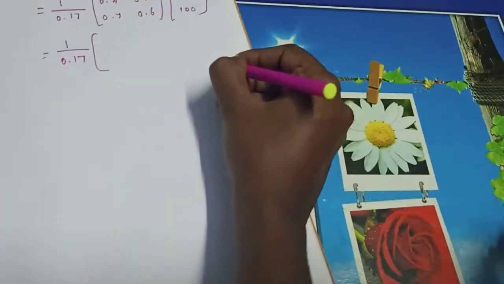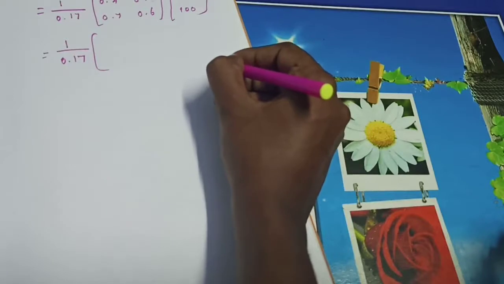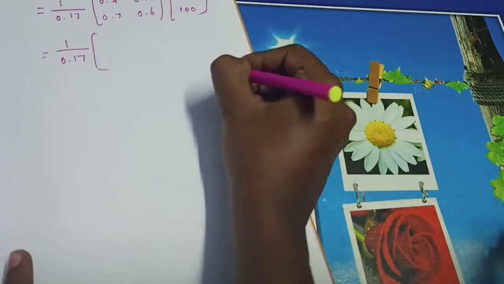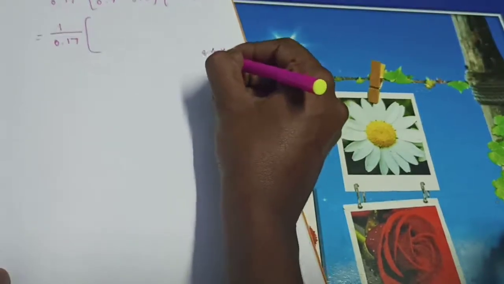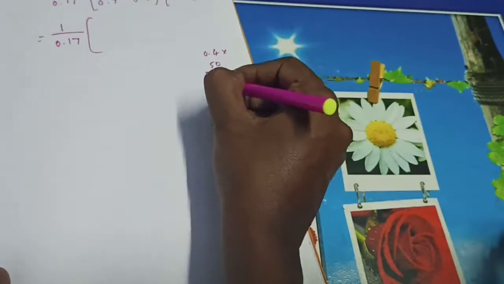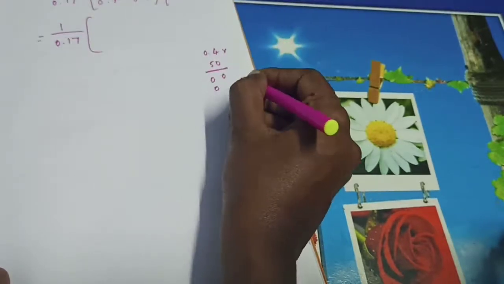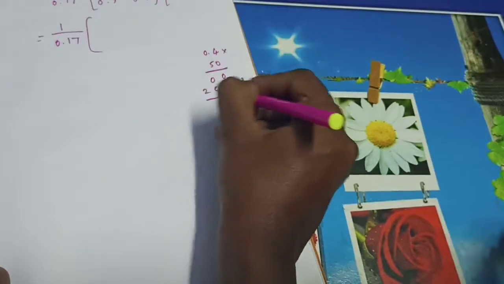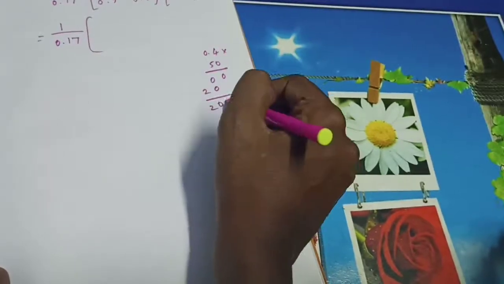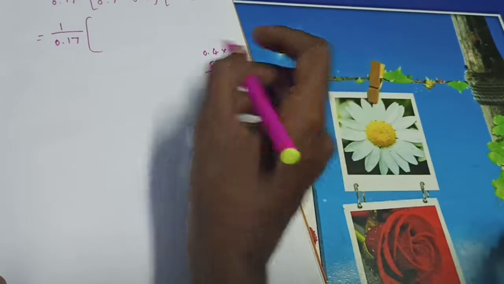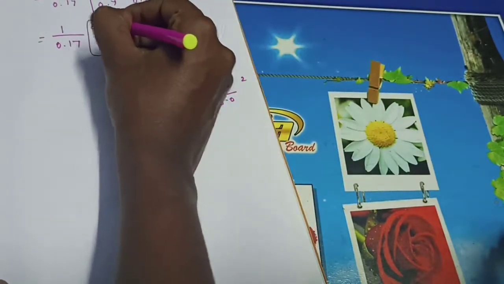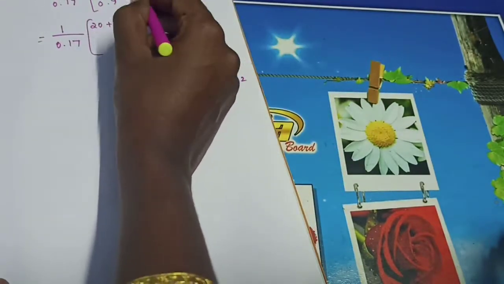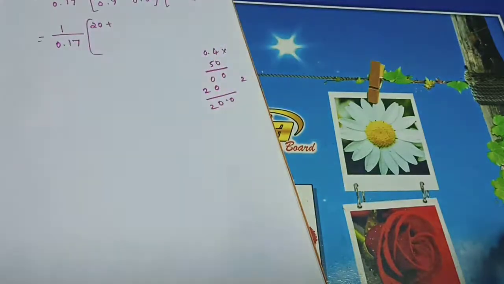0.4 into 50: 4 into 5 means 20, correct? There is one decimal point, so we get 20. Then plus 0.1 into 100. 1 into 100 is 100, and with one decimal point that is 10. So 20 plus 10.